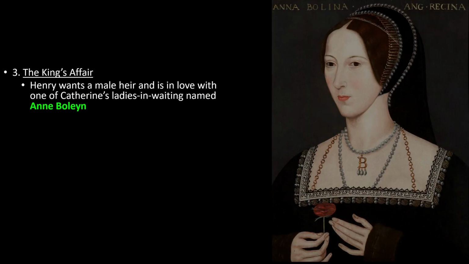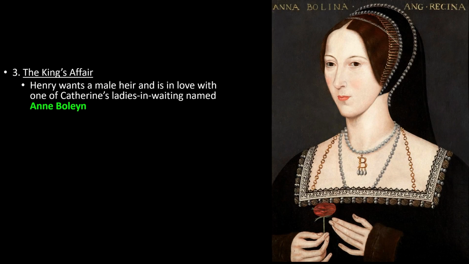Okay, the King's affair. Well, Henry wants a male heir, and he falls in love with one of Catherine's ladies-in-waiting, and her name is Anne Boleyn. Now, you might say, what's a lady-in-waiting? It is just an attendant to a royal person, all right? A very close person to the queen. And her name was Anne Boleyn. So almost one of Catherine of Aragon's like homies, or at least the women that wait on her and help her get dressed and that take care of her, right?